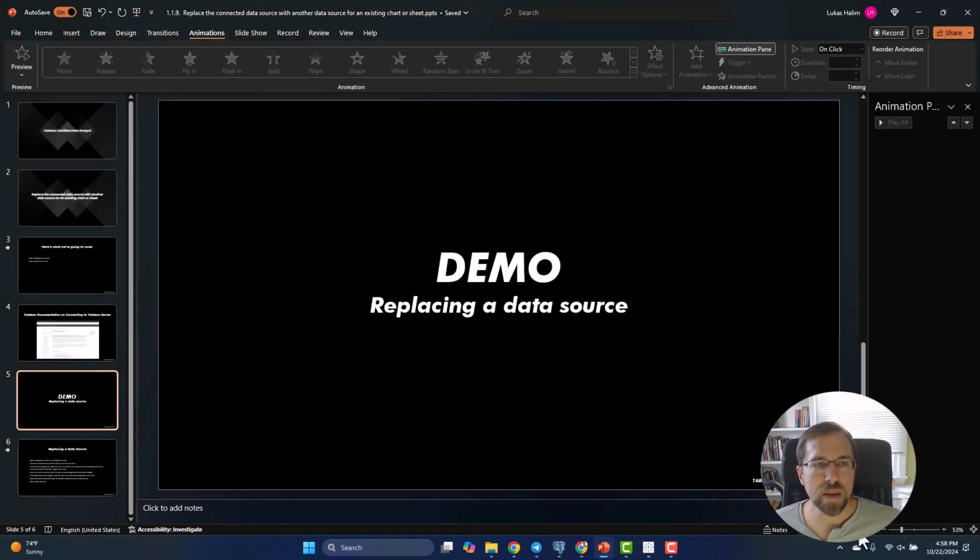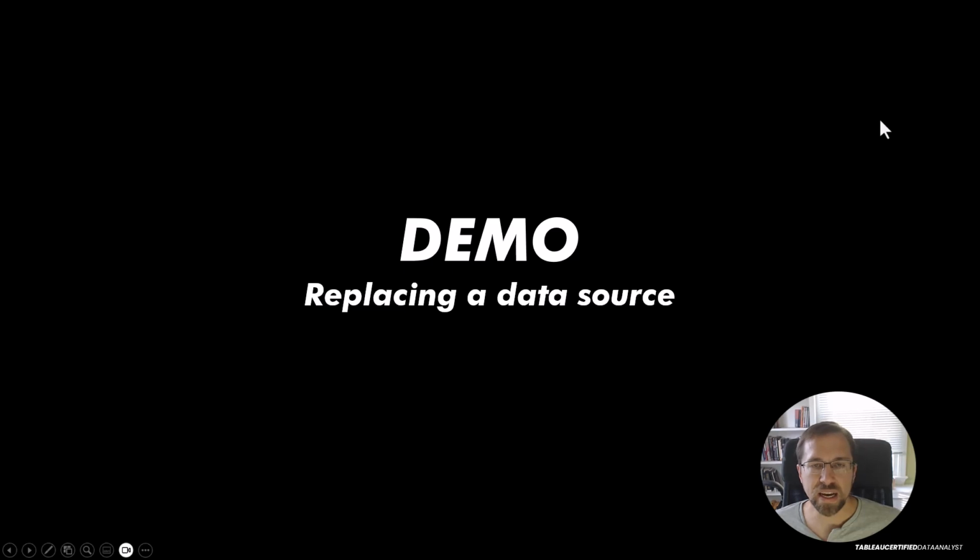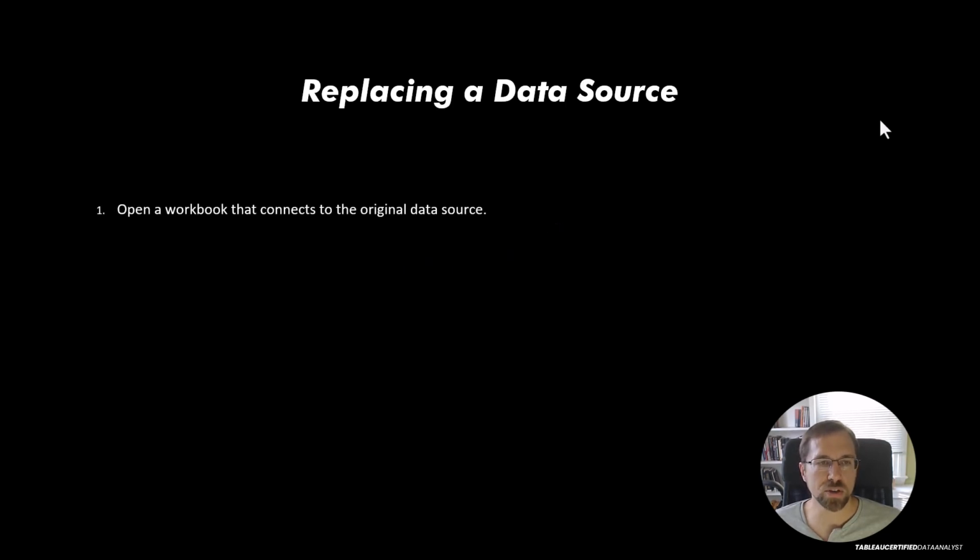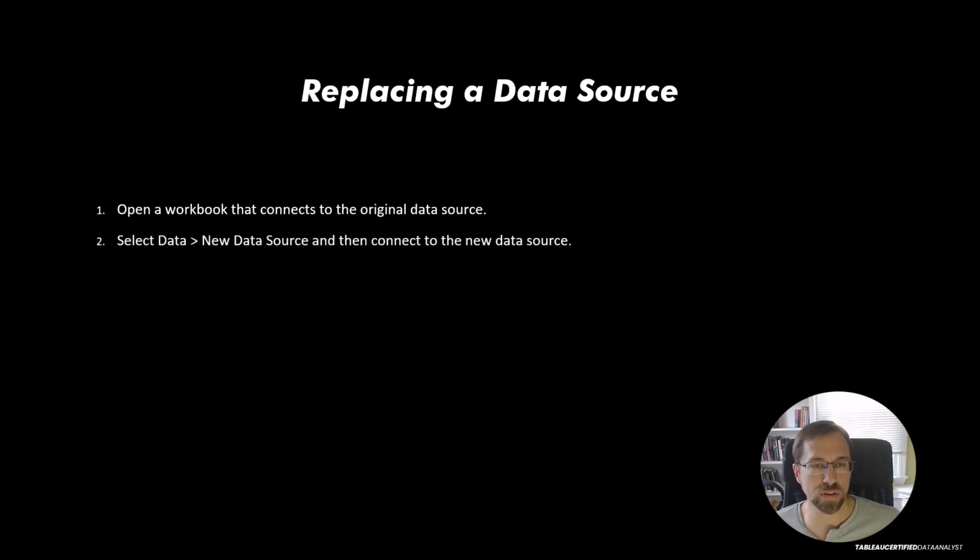The first step is to open the workbook and make a connection that has a connection to the original data source. And then after that, we go over to select data, new data source, and add a new data source, right? So the first thing we need to do after opening the workbook is add that data source that's going to become our replacement data source. So we have to set up that new data source.